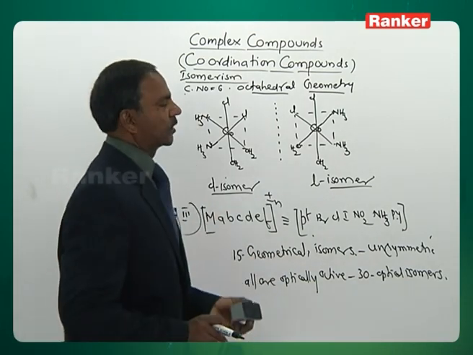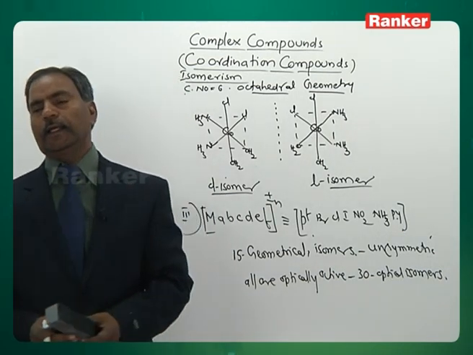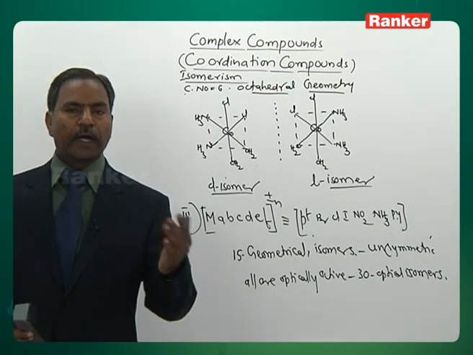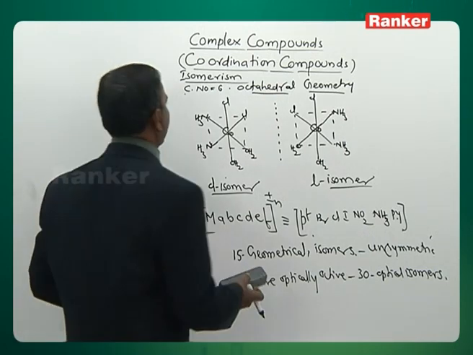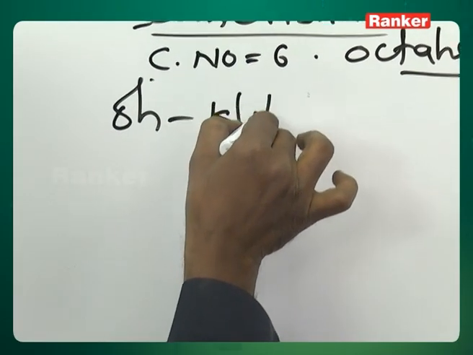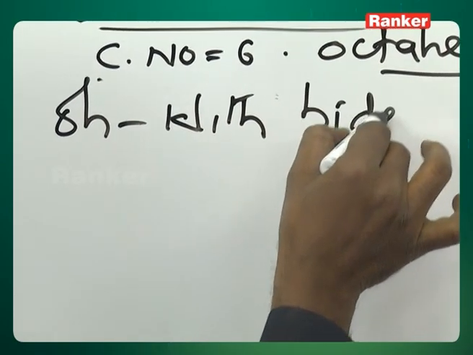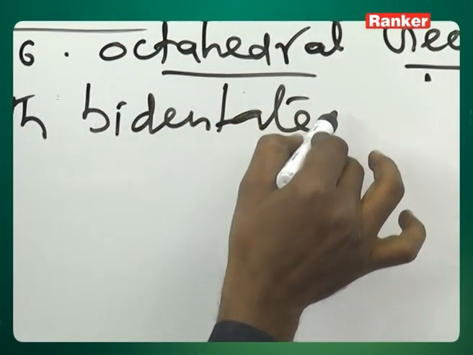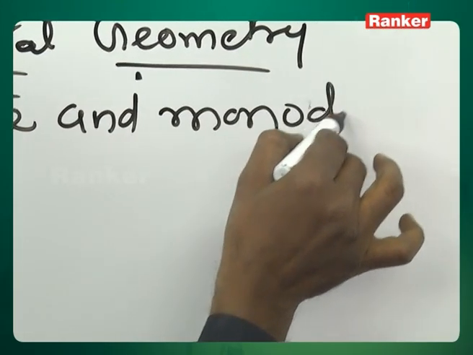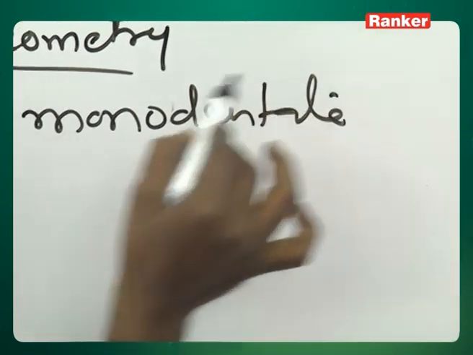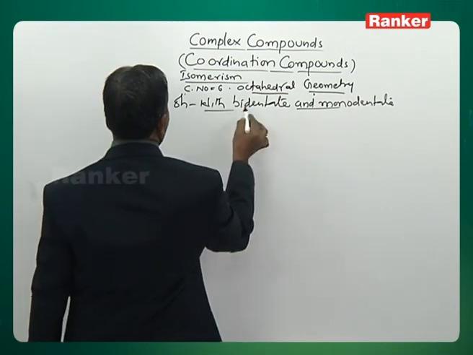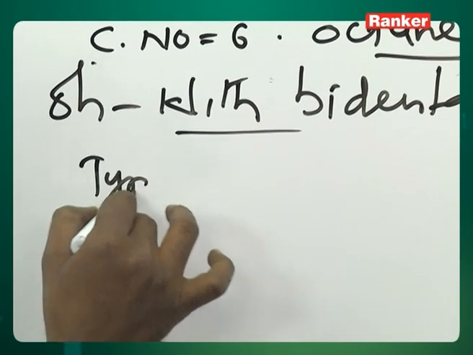Now this is under octahedral geometry, only with monodentate ligands. Let us see next, bidentate and monodentate ligands. Octahedral with bidentate and monodentate ligands. Types under this you take.